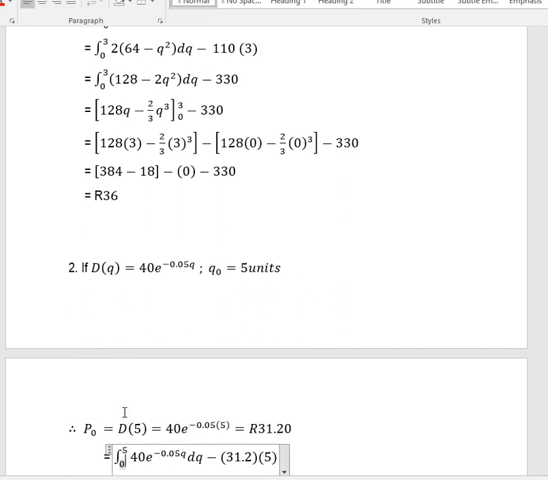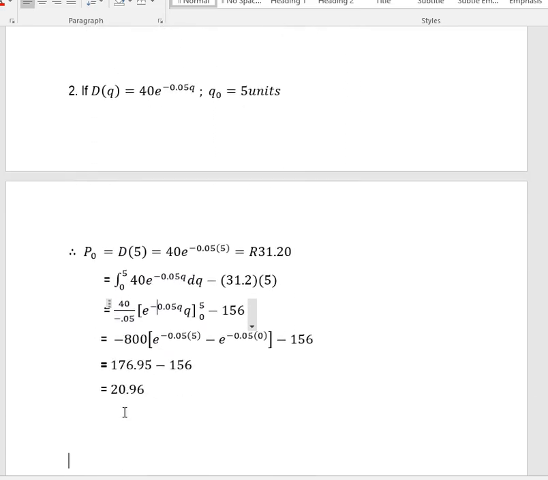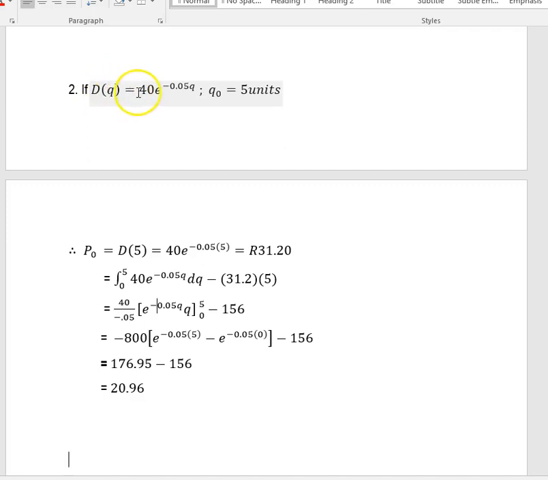Let's look at example 2. Still on consumer surplus. Now we have D of Q as 40 e to the power of minus 0.05 Q, where our Q naught is 5 units. So the first thing to do is to find my price at equilibrium. If I substitute 5 there, I'm going to have 31 Rand 20. That's my equilibrium price. Now let's go ahead to now apply the rule.